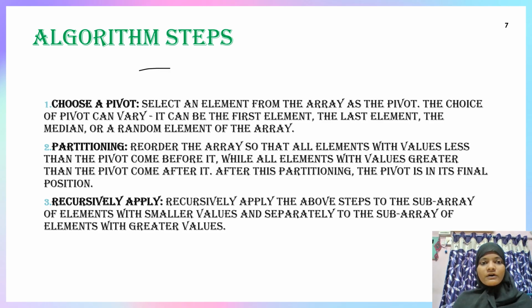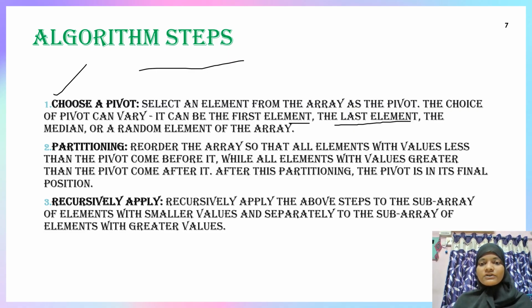Algorithm steps for quicksort. Choosing a pivot element: selecting an element from the array as the pivot element. As I told you, the choice of the pivot can vary. It may be the first element, the last element, the median, or a random element from the array. Partitioning.